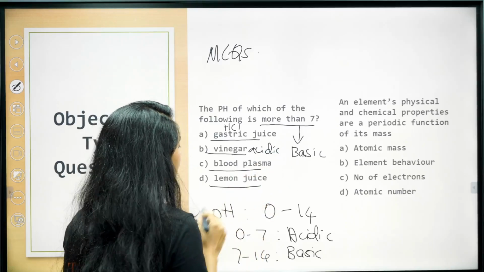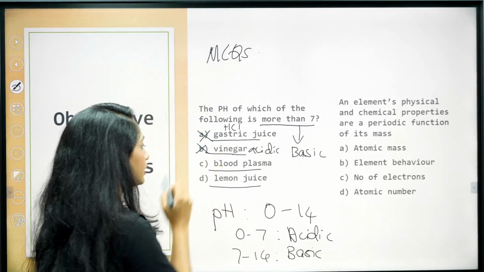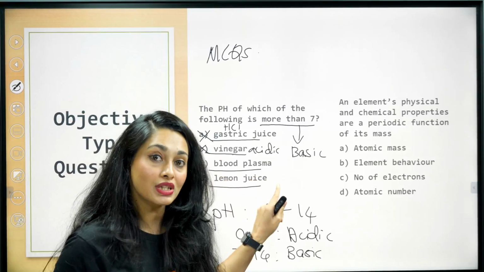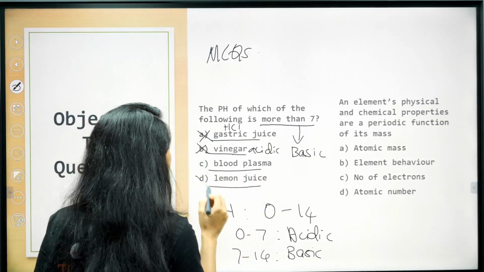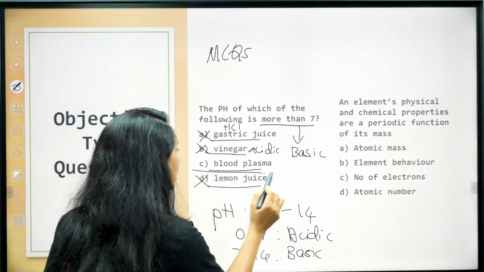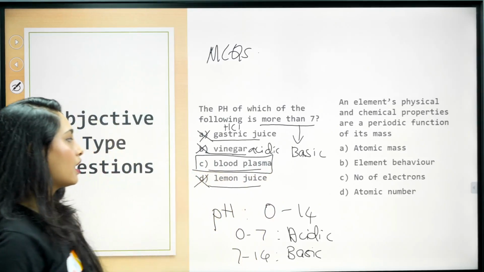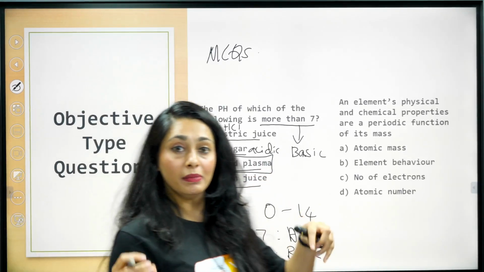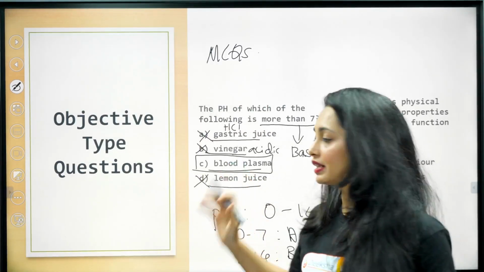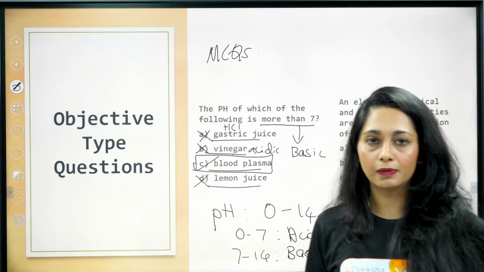Blood plasma, so we have eliminated these two. What about these? Lemon juice, it has citric acid or ascorbic acid, so this is also not true, but it is blood plasma. So when you eliminate the options, you will come up with the right answer. Option C is the right answer.